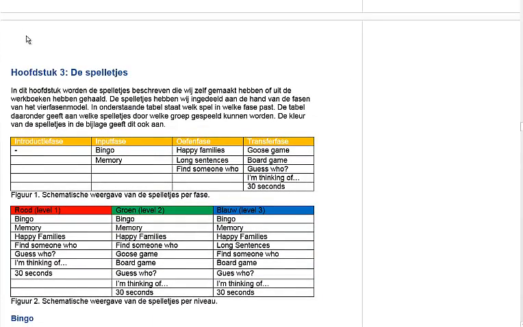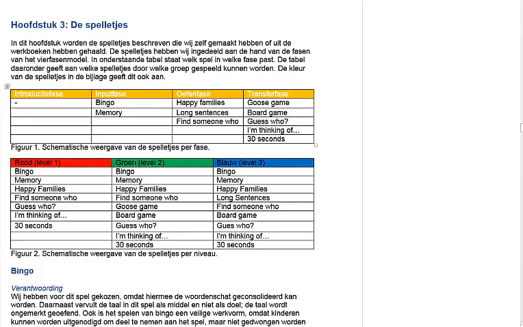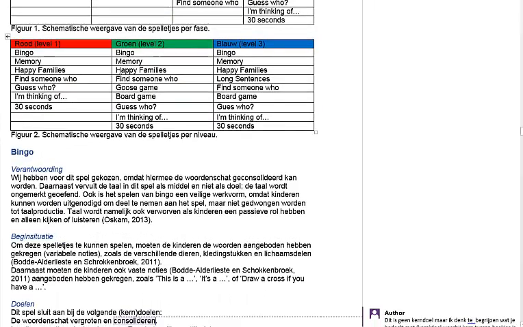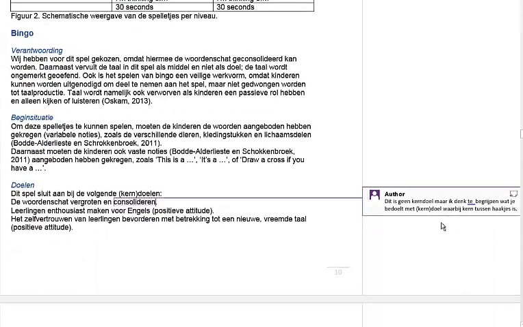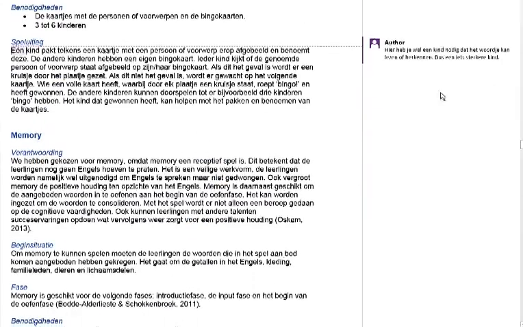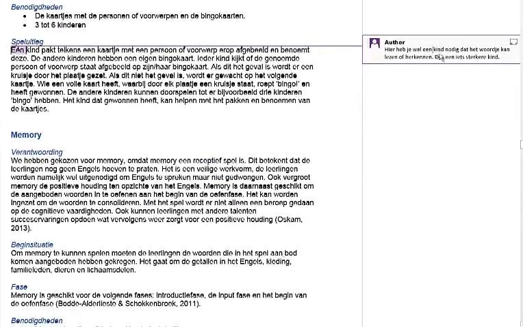Okay, then we get down to the actual games themselves. It's nice that you've divided it into the phases, and obviously the introductiefase, and that you've also got the levels there, because of course you've got the 3 groups together, but also children working at different levels. So it's nice that you've added the levels, and I understand that these are the levels used at your school. These comments I think are fairly clear.